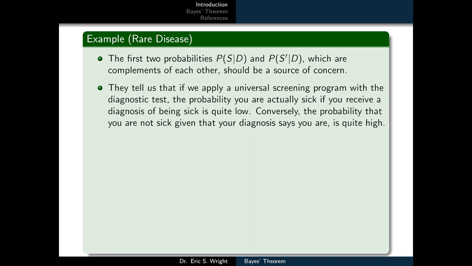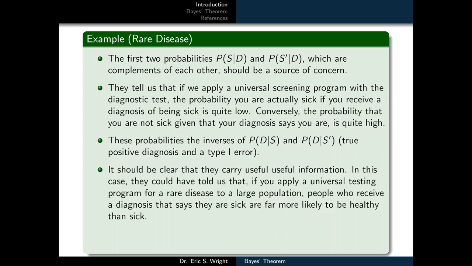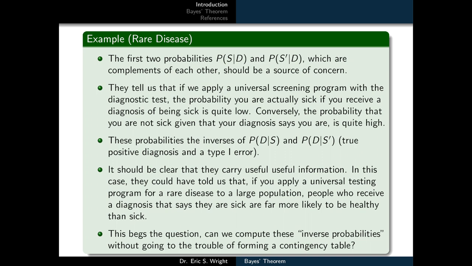Under this particular example, where we're applying universal screening for a rare disease to a large population, these probabilities are the inverses of P of D given S and P of D given S complement, which just represent the true positive diagnosis and the type 1 error rate. It should be clear that they carry very useful information. In this case, they could have told us that if you apply a universal testing program for a rare disease to a large population, people who receive a diagnosis that says they are sick are far more likely to be healthy than sick.